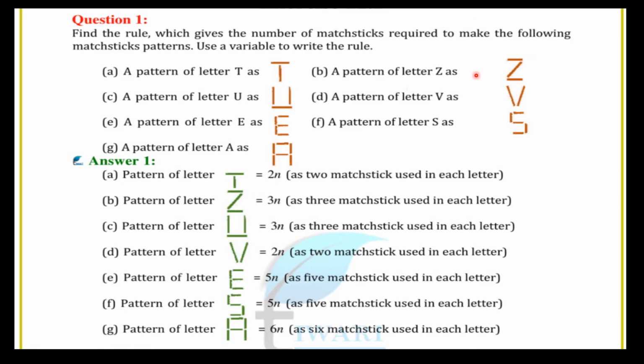A pattern of letter Z. Come on, check how many matchsticks are there. 1, 2, 3. So, 3n, as 3 matchsticks are used in each letter.